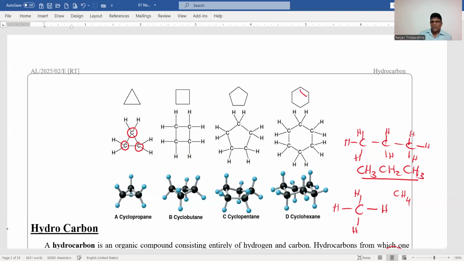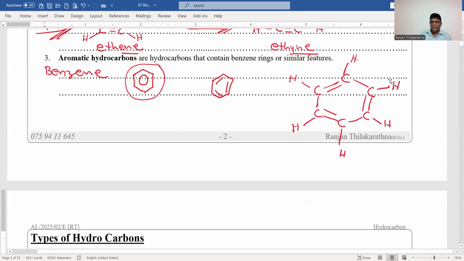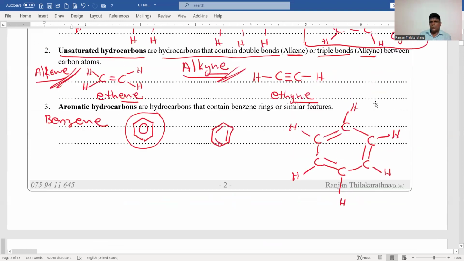That means these two carbons contain a double bond like this. This is called cyclohexane. Not benzene, right? See, in benzene you have only one hydrogen on each carbon. But in this case, you can see that there are two hydrogen atoms on each. In real benzene, you have only one hydrogen atom on each carbon.